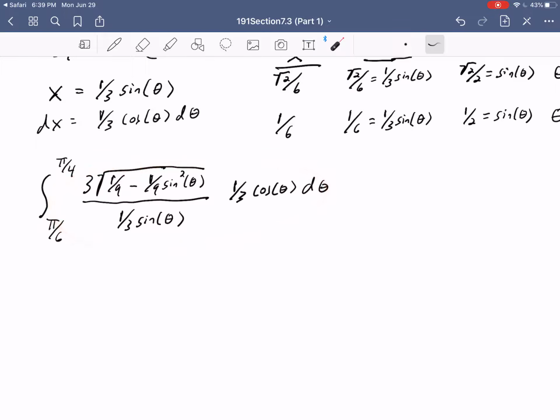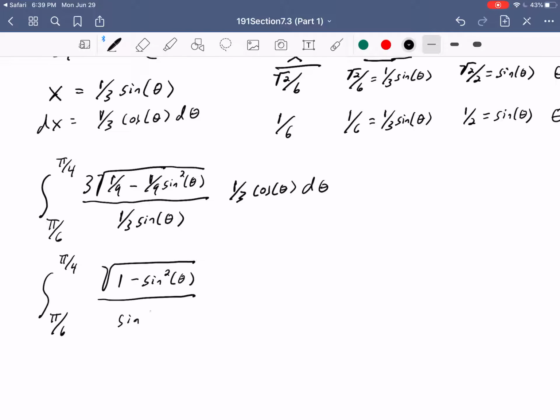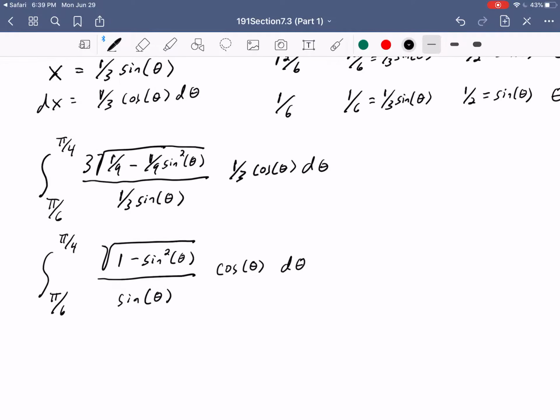It's a little bit of a mess right now because of all the fractions, but let's simplify it as much as possible. Notice that the 1/3 here and the 1/3 here can cancel, so we can forget about those. And for now, we can go ahead and factor out this 1/9. When it comes out of the square root, the square root of 1/9 is 1/3, and it's going to cancel with that. So we can reduce this to the integral from pi over 6 to pi over 4, square root of 1 minus sine squared theta over sine theta cosine theta d theta. So in this case, all of those fractions canceled out.